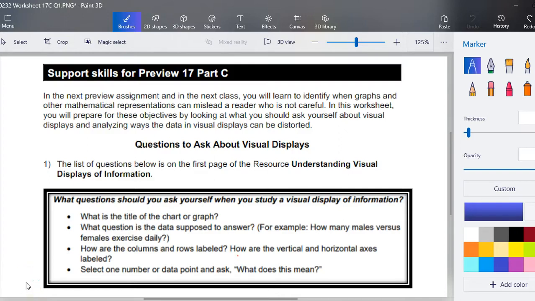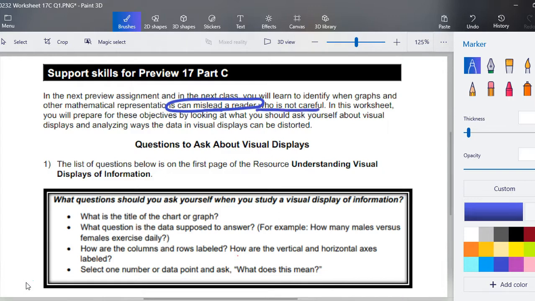So here we are at lesson 17C. In the next preview assignment and in the next class, you will learn to identify when graphs or other mathematical representations can mislead a reader who is not careful.